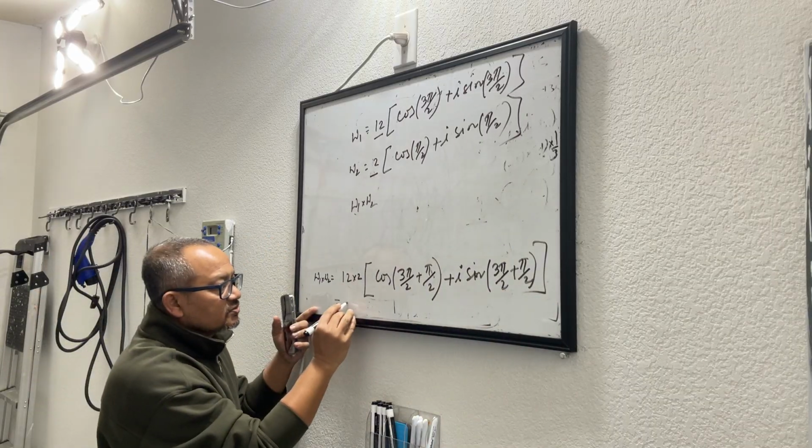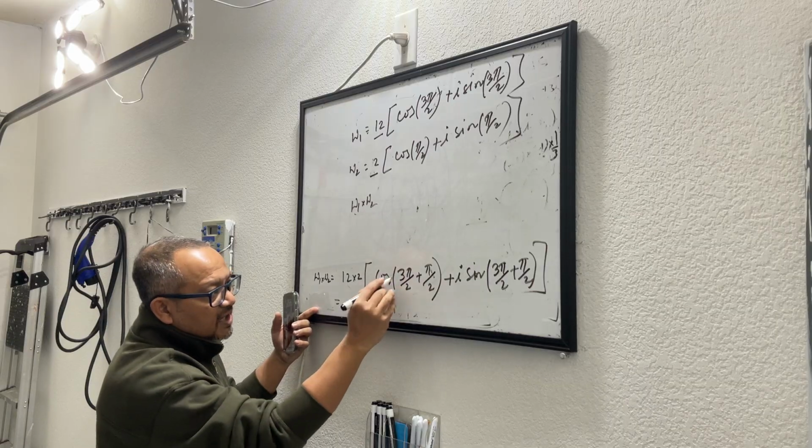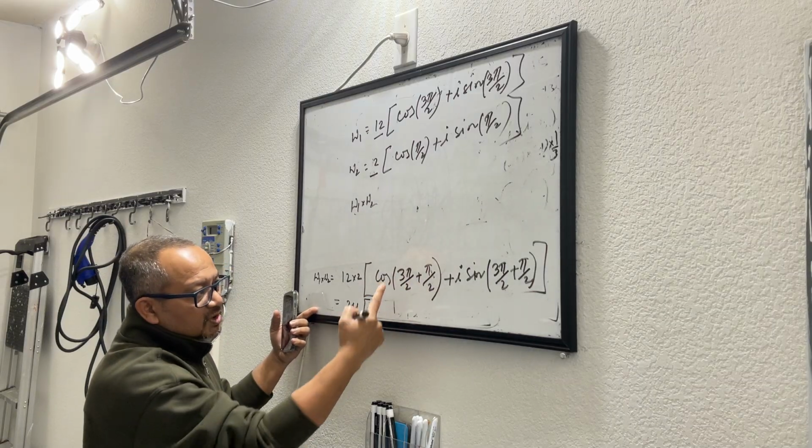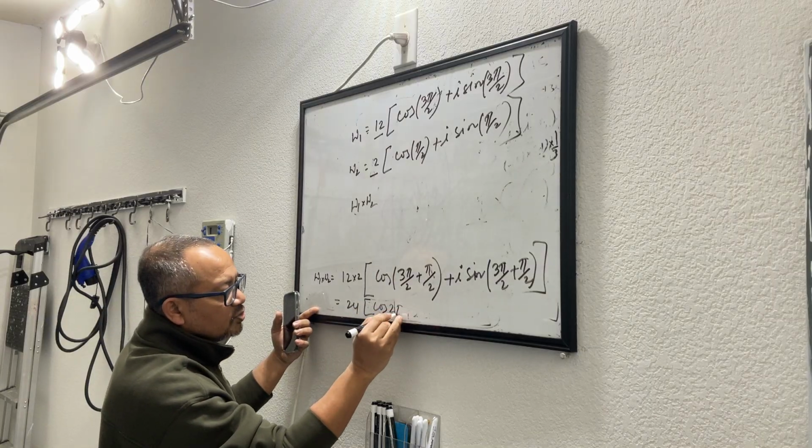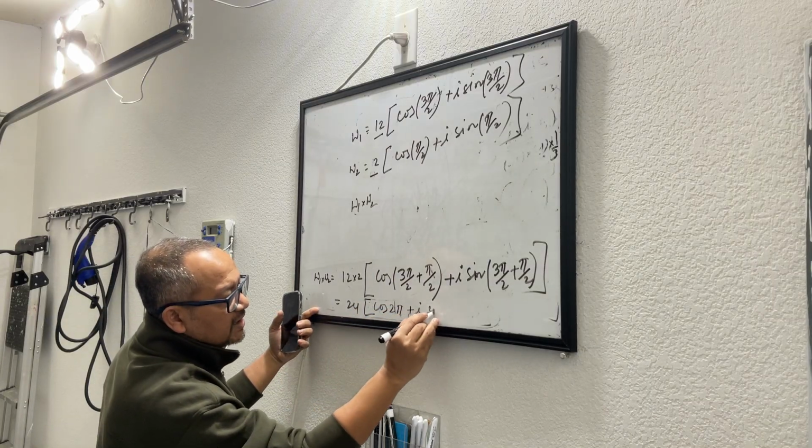This is 12 times 2 is 24. Cos of 3 pi by 2 plus pi by 2, 4 pi by 2, that is 2 pi. Cos of 2 pi plus I sine of 2 pi.